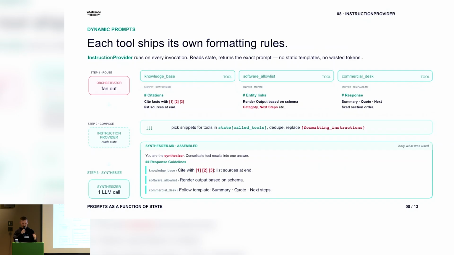After each tool run, we record its name in session state. Each tool writes its own key. And each tool ships with its own formatting snippet embedded in the Markdown file. Before the synthesizer runs, the instruction provider reads which tool outputs were called, picks the matching snippets, and substitutes them into the base prompt. So thanks to this, the synthesizer only sees the formatting rules for the tools that actually ran. So you pay only for what is used.